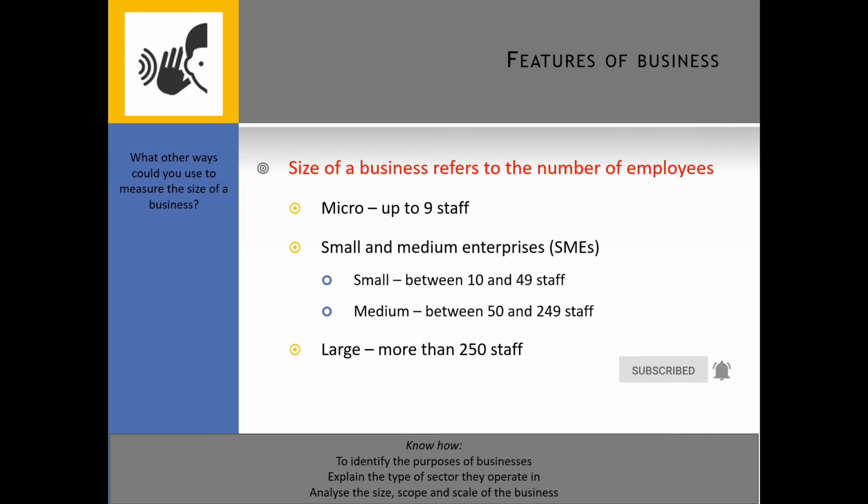Now we're going to have a look at size. So we've got micro, SMEs and large businesses. So micro is up to 9 staff, so they're smaller than the small enterprises. We've got smaller medium enterprises, SMEs they're called, between 10 and 49 staff or between 50 and 249 staff. And large businesses are always more than 250 employees. So think about what other ways you could use to measure the size of a business. Perhaps you should be thinking of market share, for example, or the profit figures.